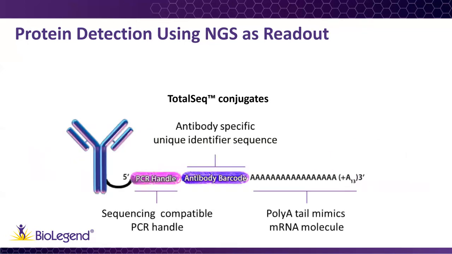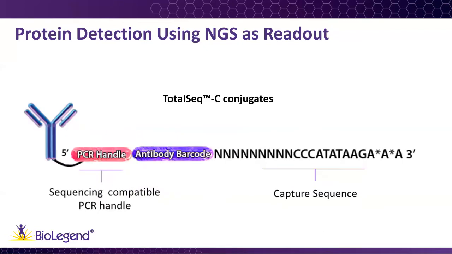Here's the structure of the initial antibody oligo-conjugates that were developed in collaboration with the New York Genome Center. These oligo-conjugated antibodies, or as we've termed them, TotalSeq antibodies, contain an oligonucleotide that contains a poly-A tail, allowing for the capture using poly-dT sequences. The oligo also contains a PCR handle compatible with the Illumina sequencing systems. Counts of bound antibody barcodes are determined post-sequencing by tertiary analysis packages.